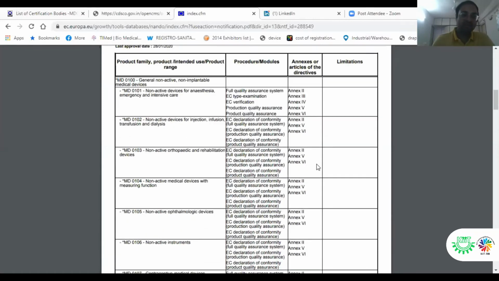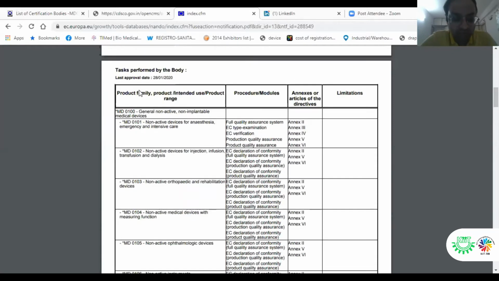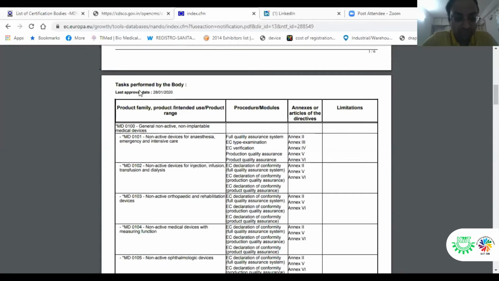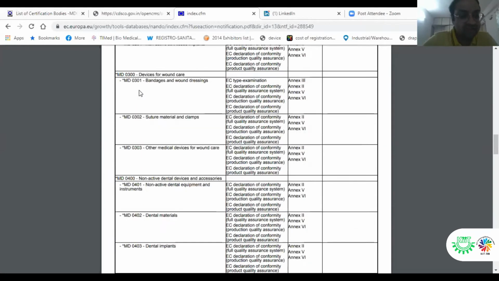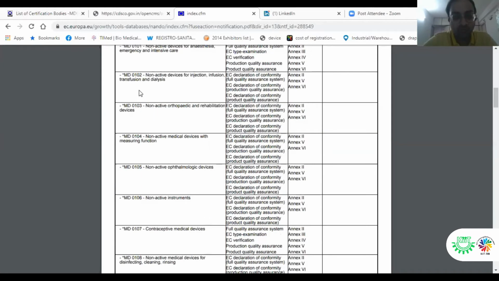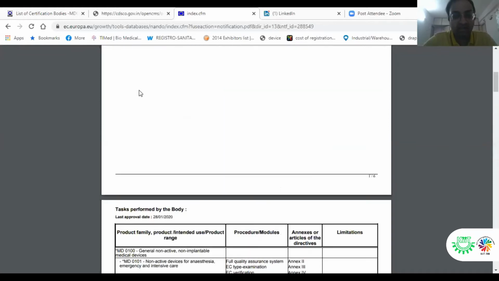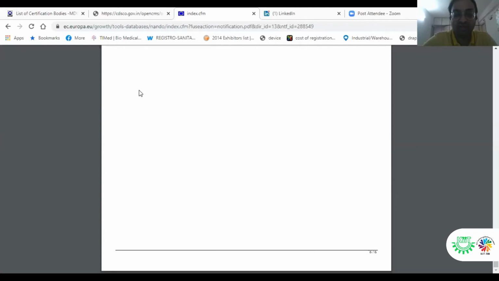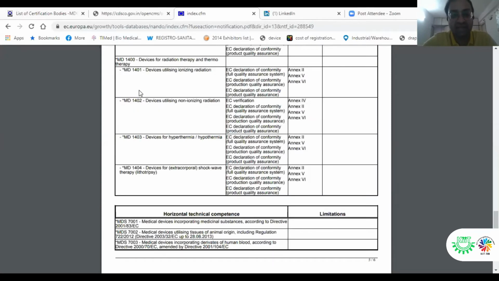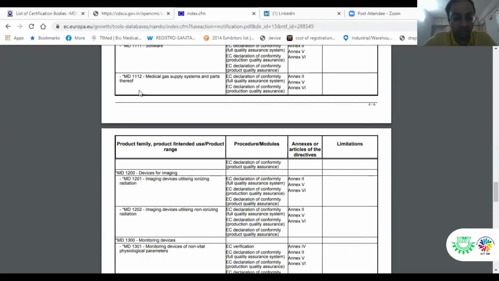It means here you can see the product family, product or intended use. So you have to see whether your product is present over here or not, or whether this notified body is able to do the audit or not. So this is the entire, detailed scope of the BSI notified body. It's very huge, around 6 to 7 pages of the document, where you have to see in which category your device falls.